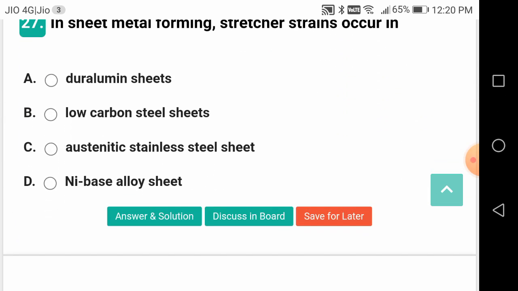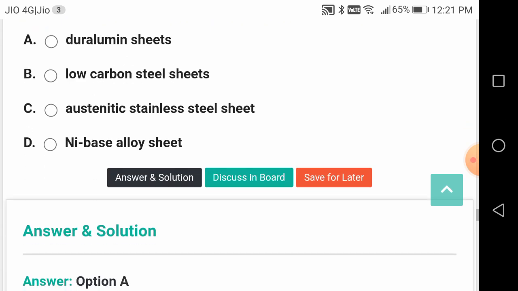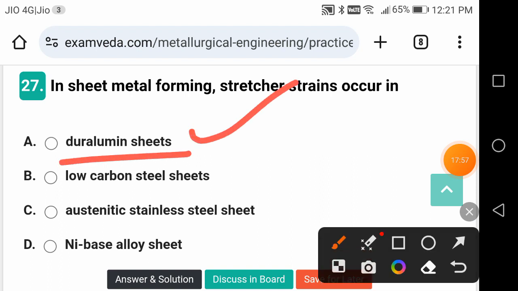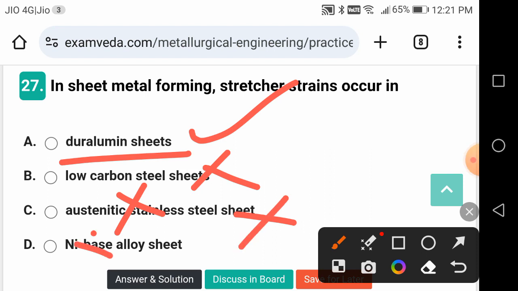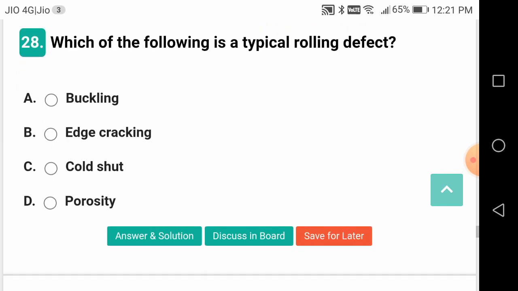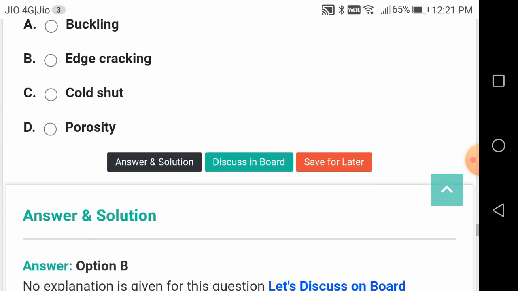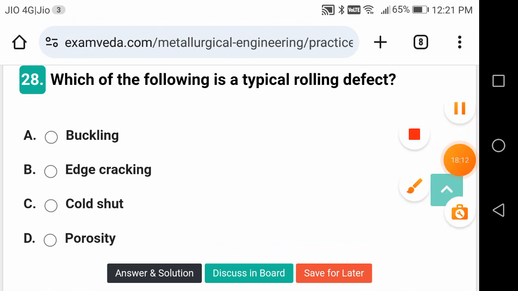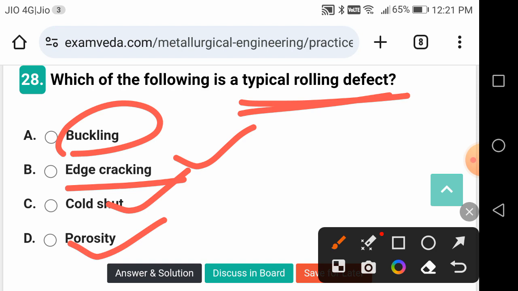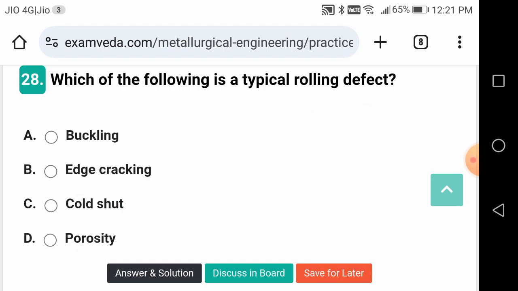In sheet metal forming, stretcher strains occur in duralumin sheets. Not in other sheets: low carbon, austenitic stainless, nickel base alloy steels. No. Duralumin sheets. Which of the following is a typical rolling defect? Once again a good question, friends. Edge cracking. Normally edge cracking occurs in rolling. Neither buckling nor cold shut. Cold shut is a casting defect. Porosity is also a casting defect. Buckling may be some other process, but edge cracking belongs to rolling defects.